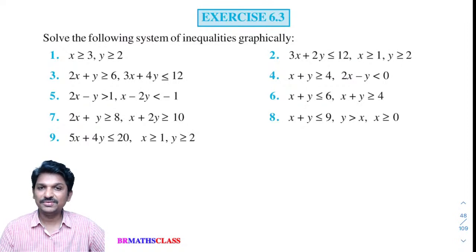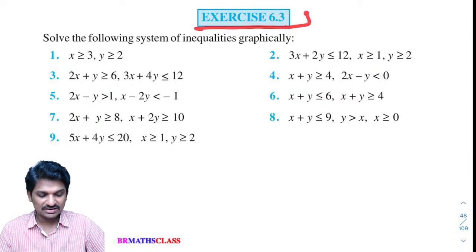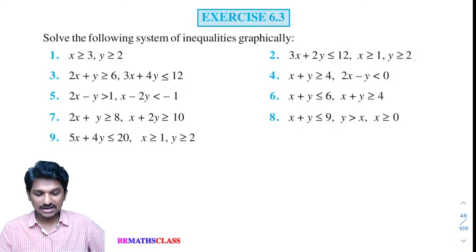This is the 7th class in linear inequalities. Till now we completed 2 exercises. This is the third exercise of linear inequalities, class 11 mathematics. In this class, I'll complete question number 1 to question number 9.